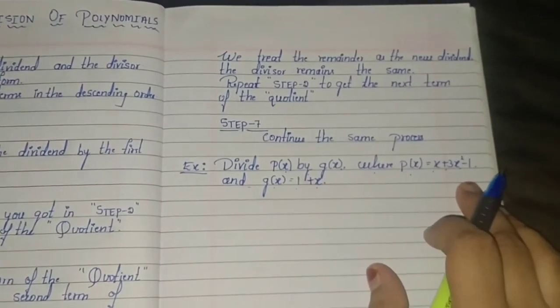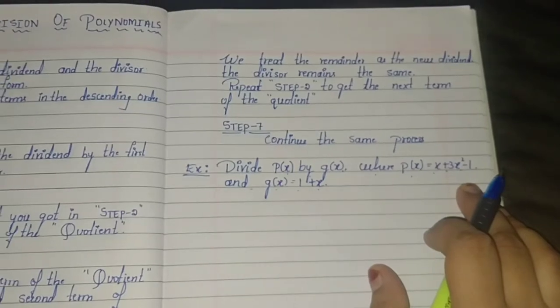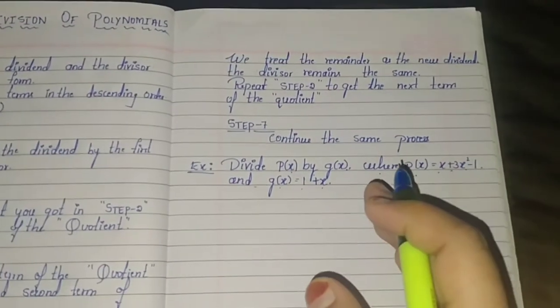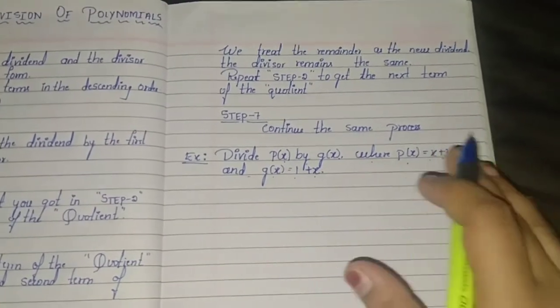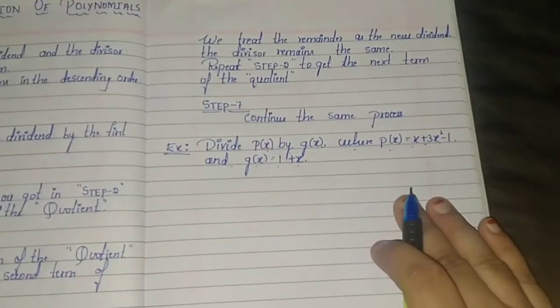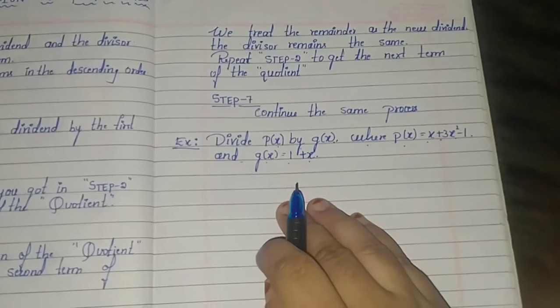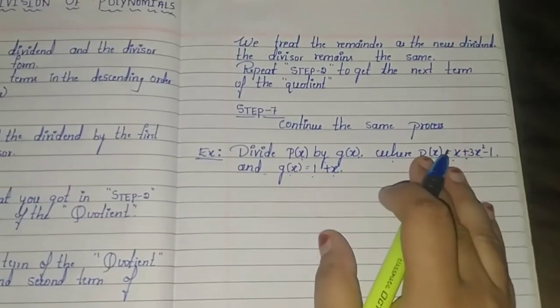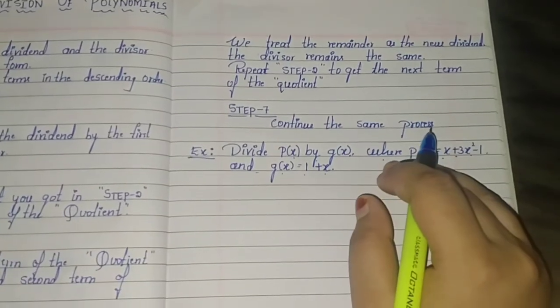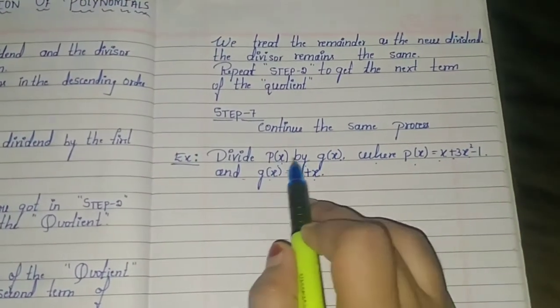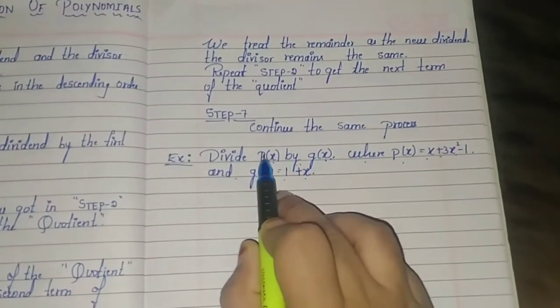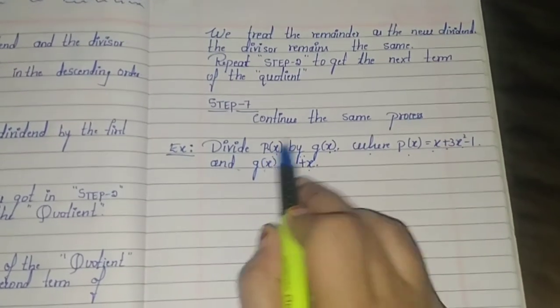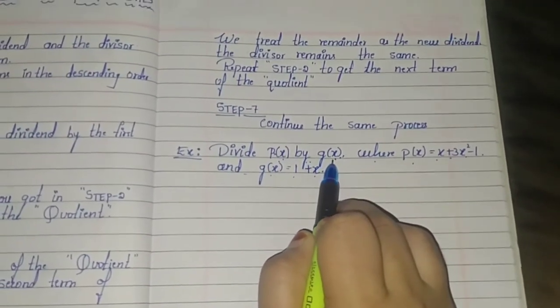In this case, first you have to identify the dividend as well as the divisor. How will you identify them? In numbers also, if they give you divide 4 by 2, you can easily identify 4 is the dividend and 2 is the divisor, isn't it? Similarly, the same procedure you have to follow here. So here p of x by g of x means p of x is the dividend and g of x is the divisor.